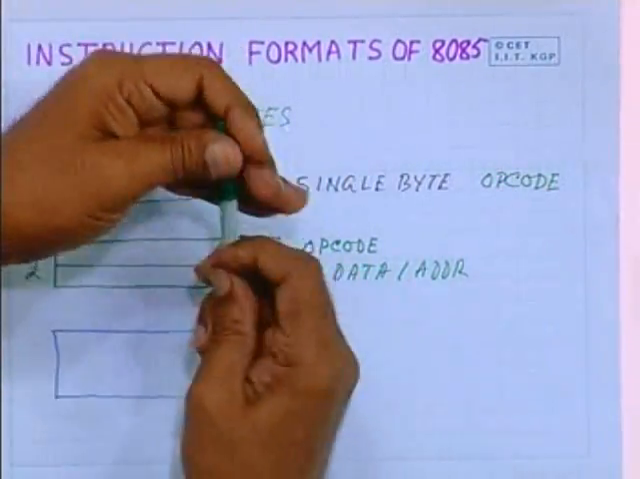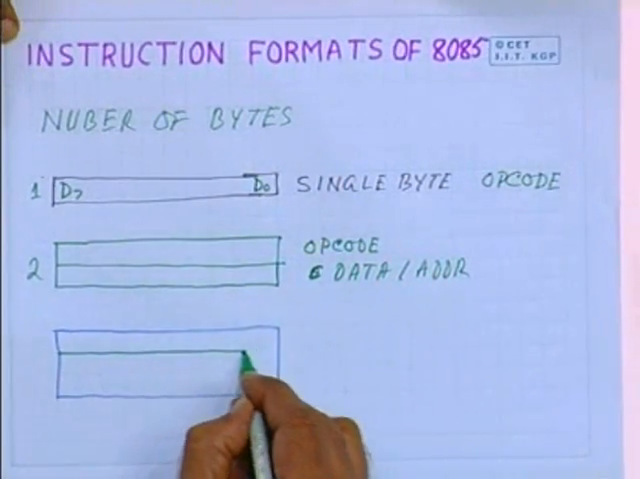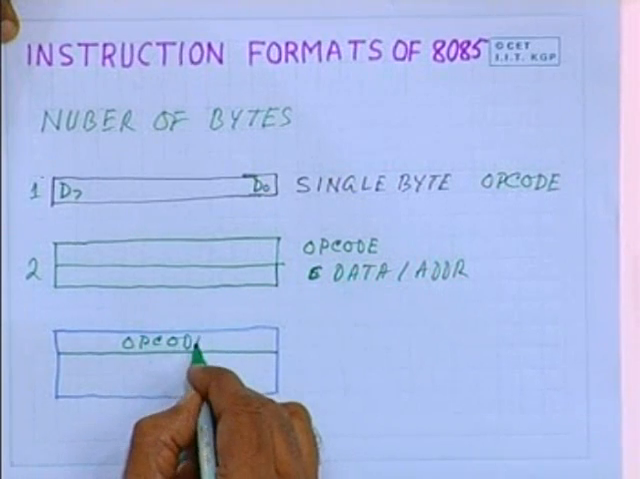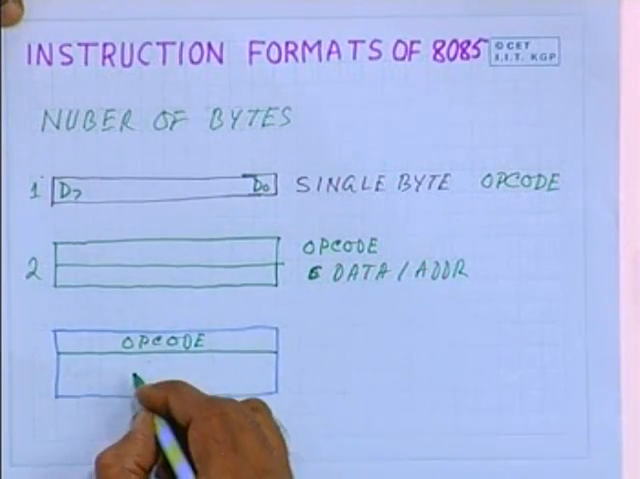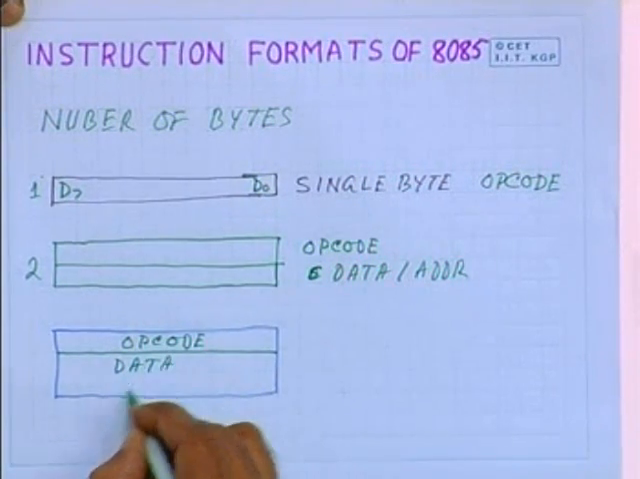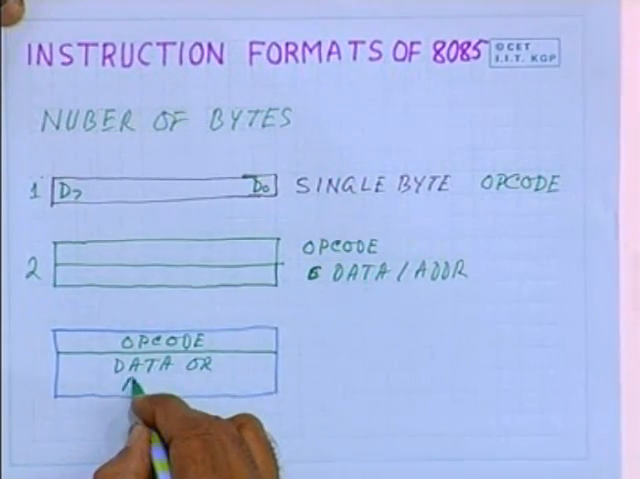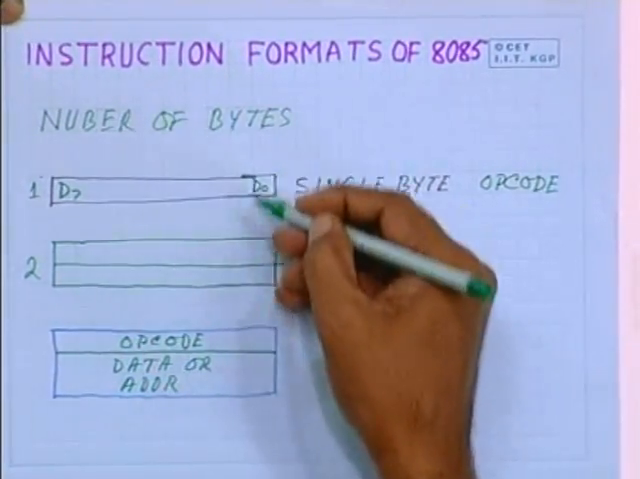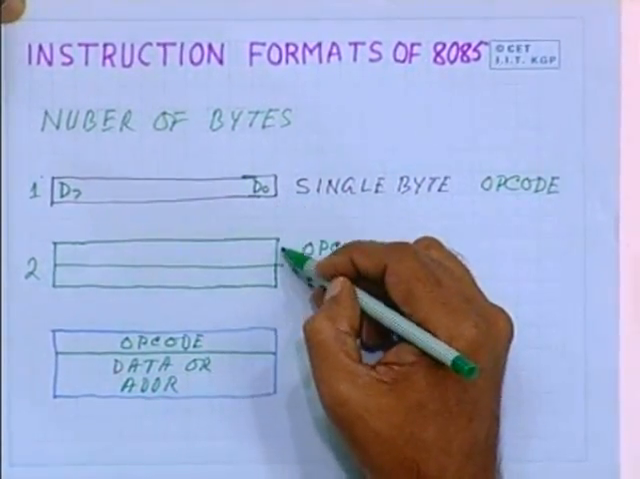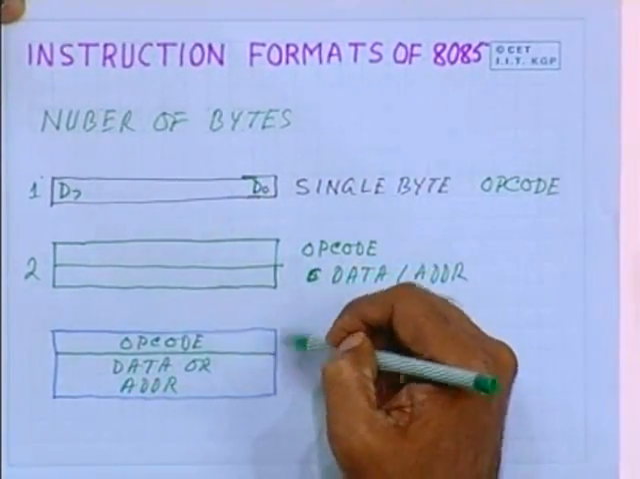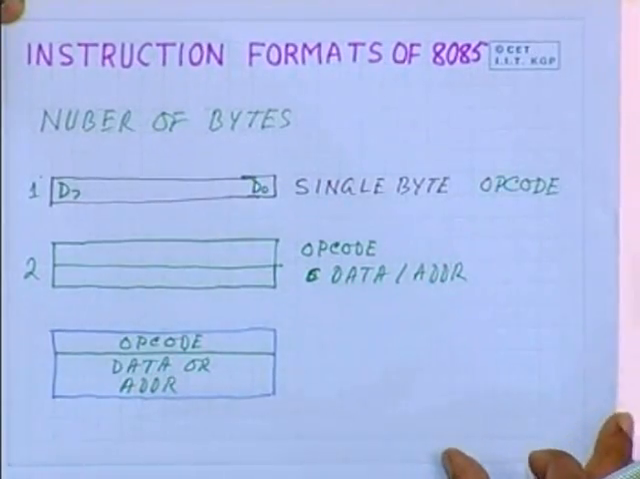So in a 3 byte instruction, the first byte will be the opcode, and the second byte and third byte will hold the data or address. So these are the 3 different formats: single byte, 2 byte and 3 byte, which are used in the 8085 microprocessor.